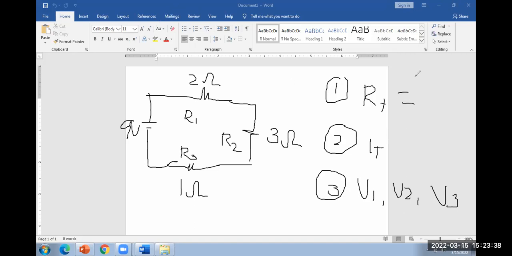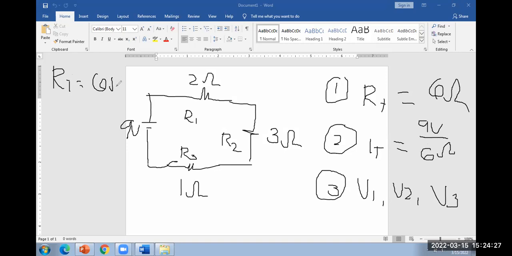So add lang, 2 plus 3, 5 plus 1, 6. So meron tayong 6 ohms. Pag nakuha natin yung 6 ohms, IT is BT over RT. So 9 volts divide 6 ohms. So magiging ilan niya? So calculate. So ampere is 1.5 ampere. So ang total RT natin ay 6 ohms. Total IT natin ay 1.5 ampere, which is equivalent to IT is equivalent to I1, which is equivalent to I2, which is equivalent to I3.